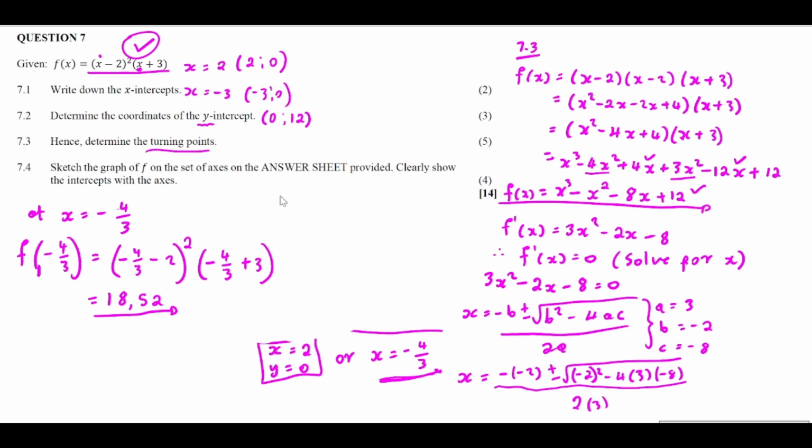All right, so our turning points. We have two turning points. The first one is going to be 2 and 0, and the second turning point is going to be negative 4 over 3 and 18,52. Now they say to sketch the graph of f on the set of axes in your answer sheet. You have been provided with the answer sheet, the grid where you're going to draw the graph.